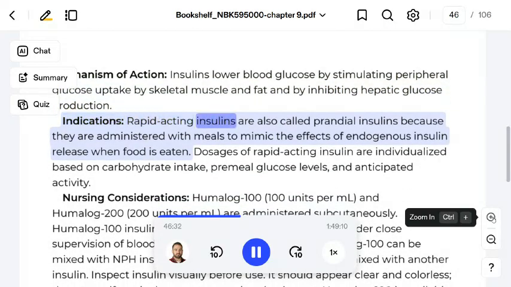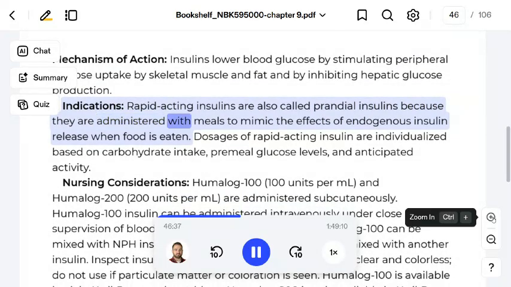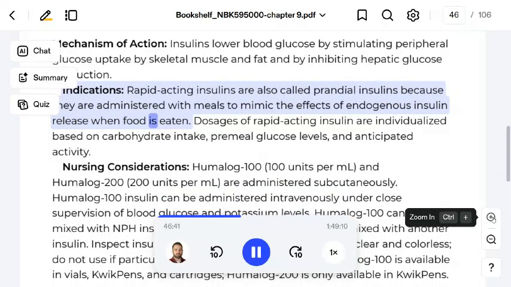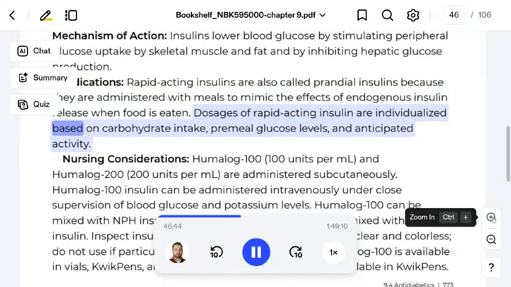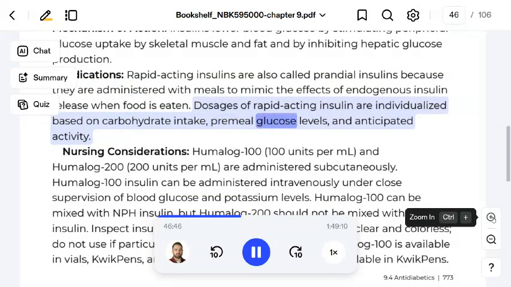Indications: rapid-acting insulins are also called prandial insulins because they are administered with meals to mimic the effects of endogenous insulin release when food is eaten. Dosages of rapid-acting insulin are individualized based on carbohydrate intake, pre-meal glucose levels, and anticipated activity.